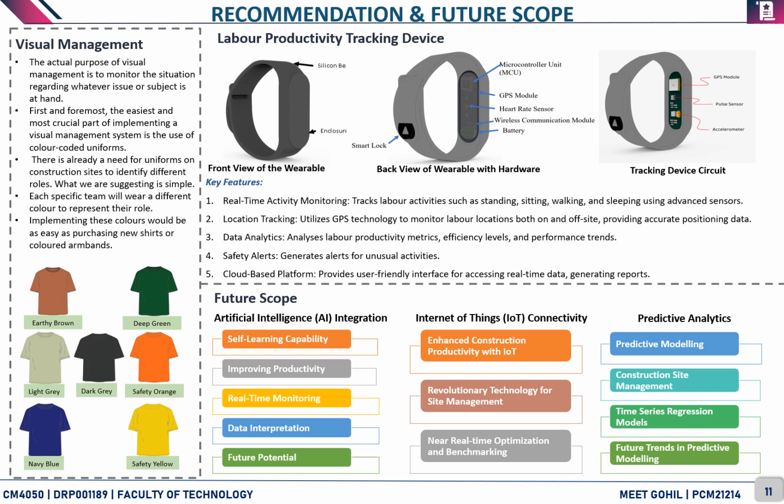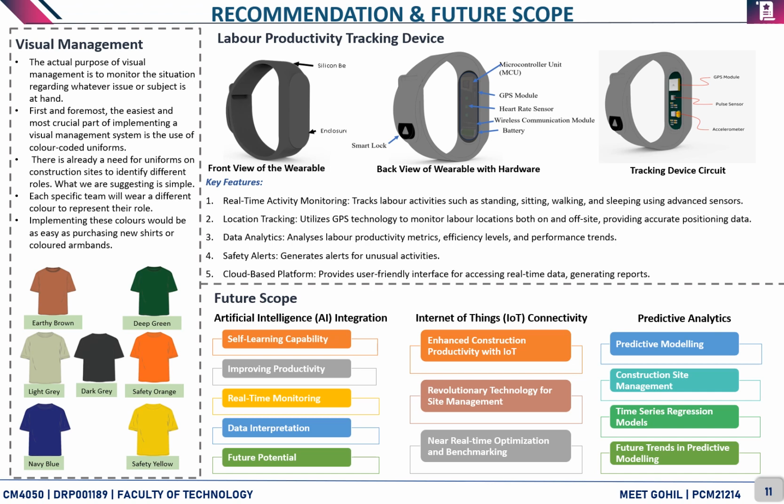So, with discussion with site personnel at Shafurji, SPCL, and Reliance Industries, these are the color codes we have come up with. For mason, it is earthly brown. For carpenter, deep green. For helper, light gray. For electricians, safety green. For plumbers, navy blue. For equipment operators, safety red, yellow. And for welders, dark gray.